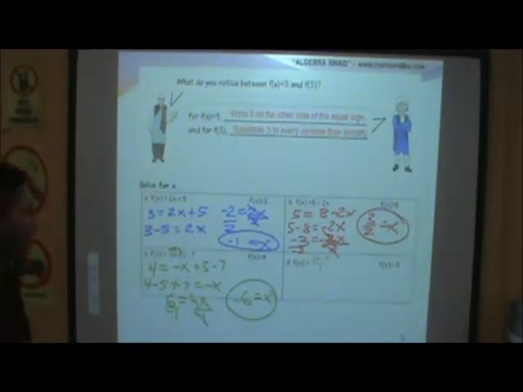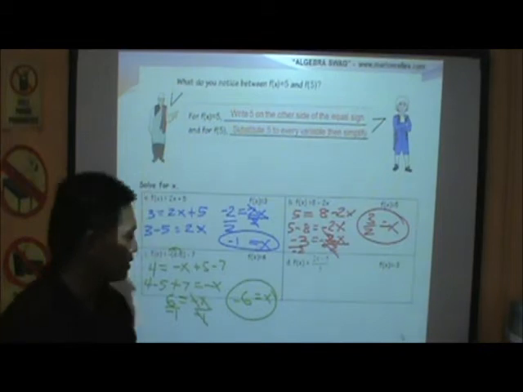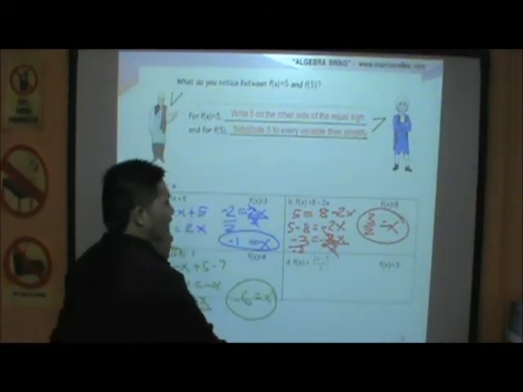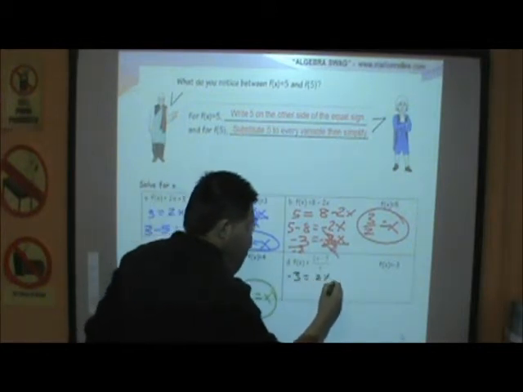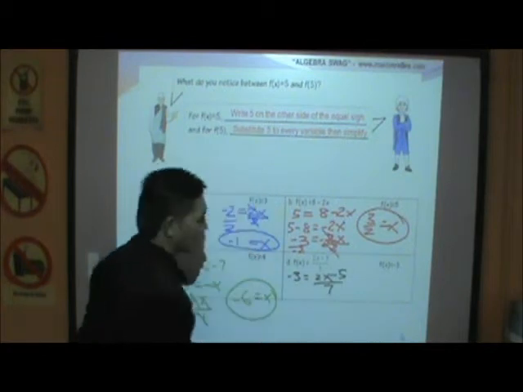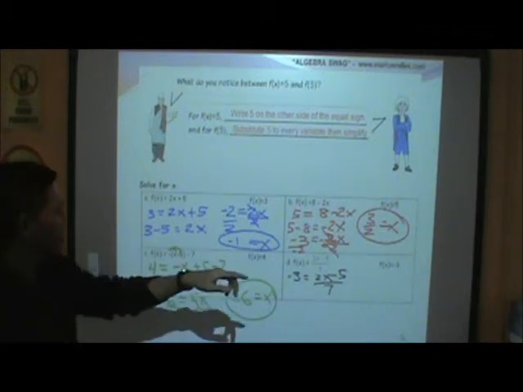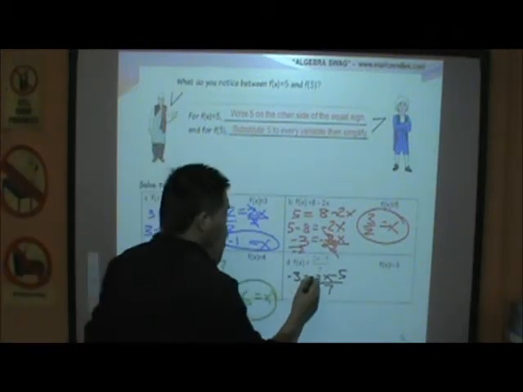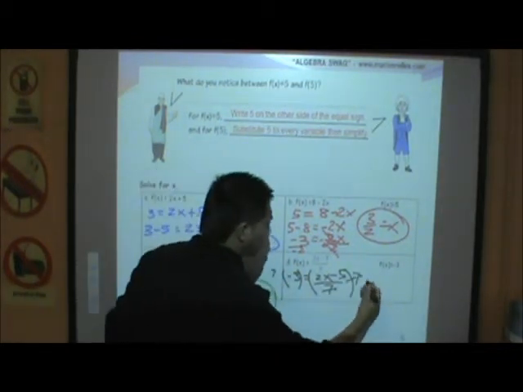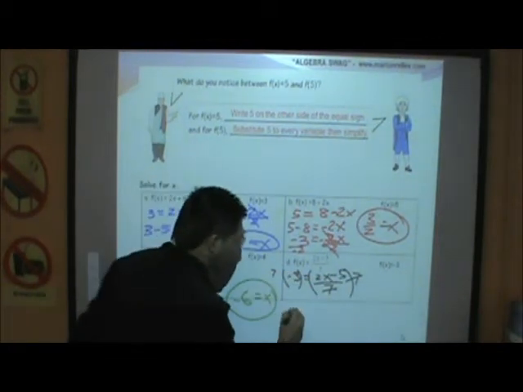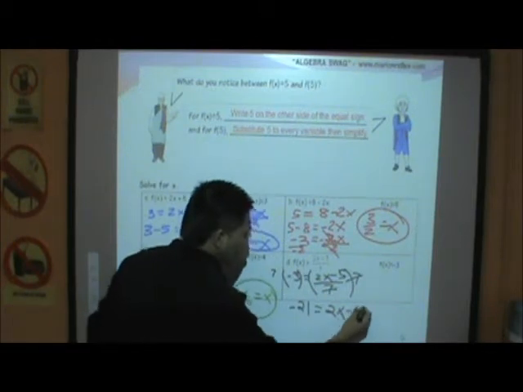Okay. Now, for another example, we have negative 3. Is negative 3 outside or inside? It looks like negative 3 is outside, so I'm still going to put negative 3 outside equals 2x minus 5 over 7. Now, because we don't like fractions, we need to get rid of 7. We learned that to get rid of 7, we have to multiply both sides by 7. And now 7 times negative 1 is negative 21. And then 2x minus 5.